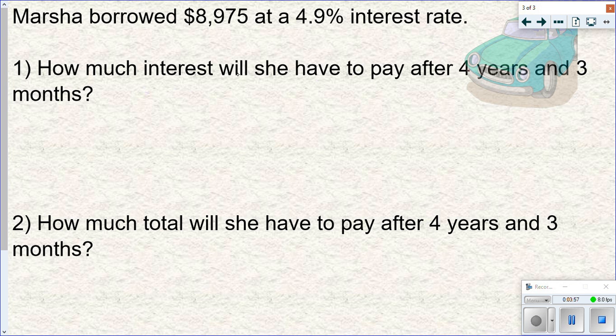How much interest will she have to pay after 4 years and 3 months? Sorry, I missed the question up here. Marcia borrowed $8,975 at a 4.9% interest rate. So let's look at what we're trying to find here. How much interest? So what we're looking for is the I. We don't know what that is. The P, which stands for the principal, that's the amount borrowed, is $8,975.